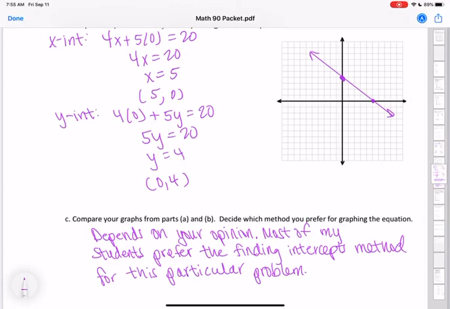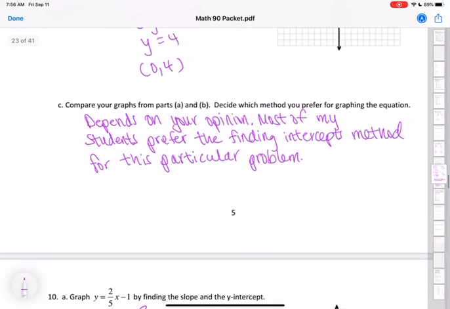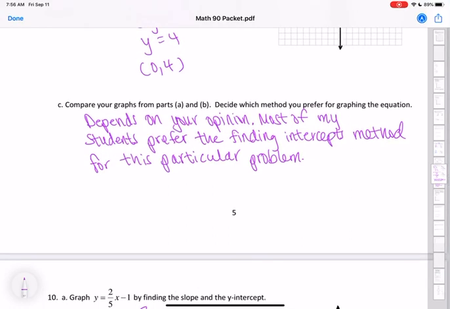Now the next page asks you to do the same thing. Okay, so you're going to have a problem. It's graph y equals 2x minus 1 by finding the slope and y-intercept. And then for part B, go ahead and graph it again by finding the intercepts, by plugging in 0 for y and then 0 for x, and graph it. Hopefully you get the same picture. Okay, give that a try. Do that whole page and come back when you're ready.